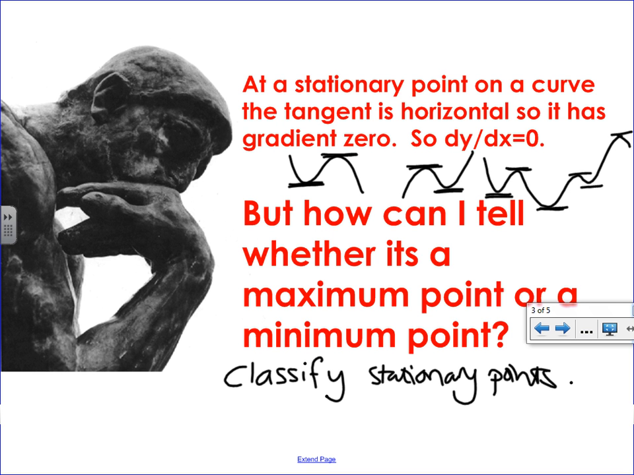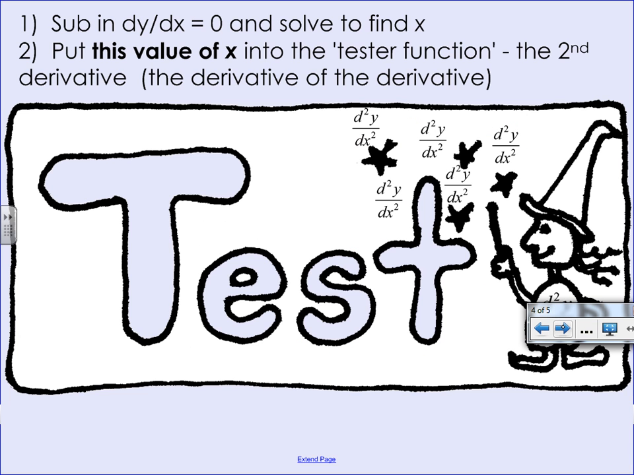Find and classify the stationary points. So this means, is it a minimum or a maximum? And what we have is a special test, which looks like this. The test function is this thing here, which is the second derivative. It's the derivative of the derivative.